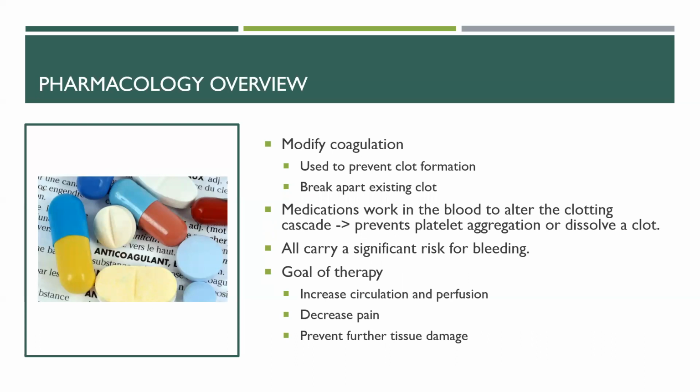Okay, so jumping into our pharmacological overview. With this, they modify coagulation. So we've got two different ways that they can do this. Most of the medications we give and most of the ones that we talk about are used to prevent clot formation. And I'll say that again, most of the ones like our anticoagulants or antiplatelets are all used to prevent clot formation. The other type, which is our thrombolytics, are used to break apart existing clots.